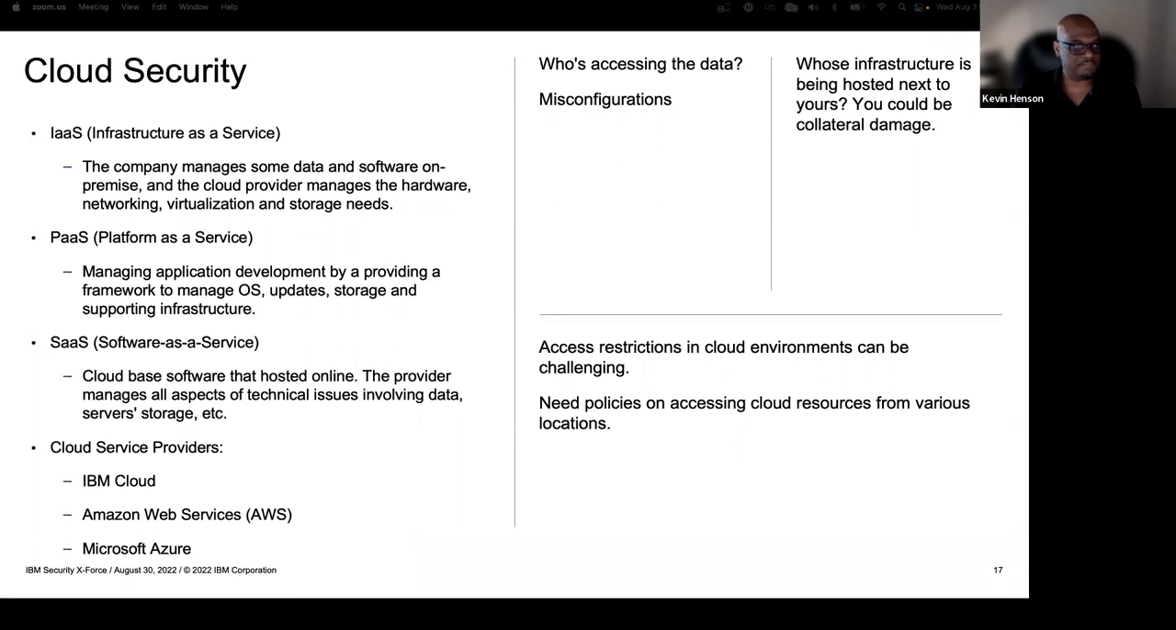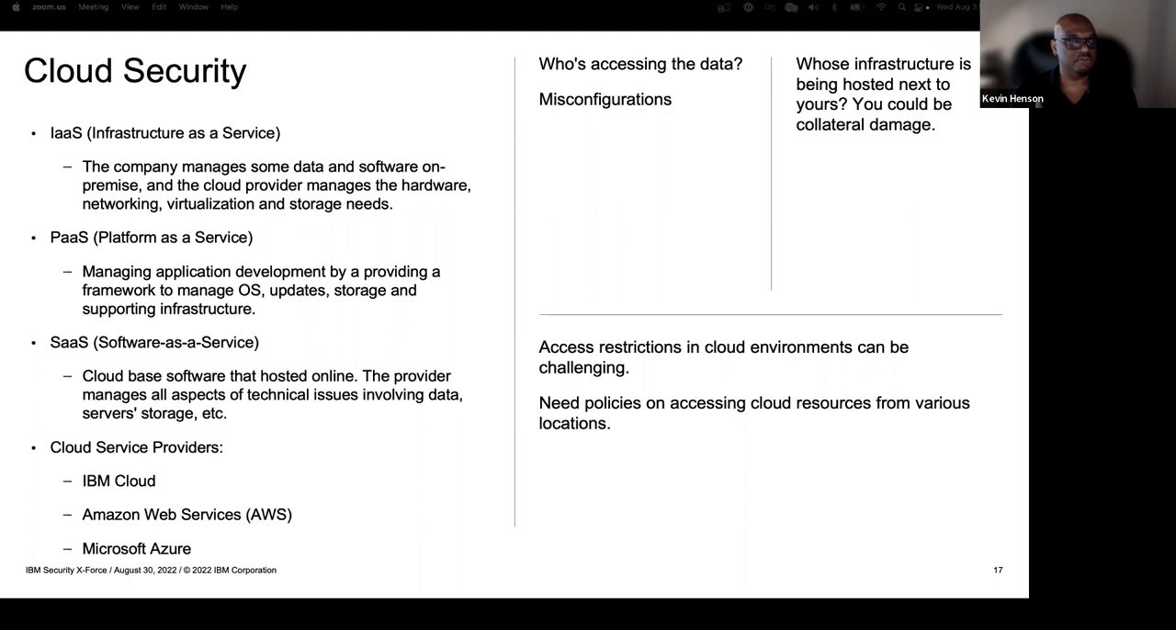For software as a service, the software is hosted within the cloud itself. So when you log in to a system and you're using the application, you actually use an application that's up in the cloud. Some common cloud providers are IBM Cloud, Amazon Web Services, and Microsoft Azure.